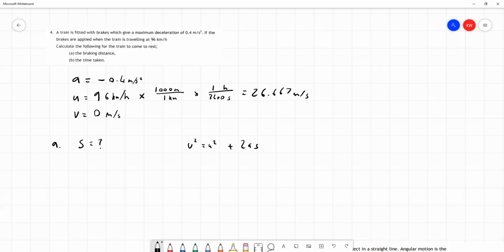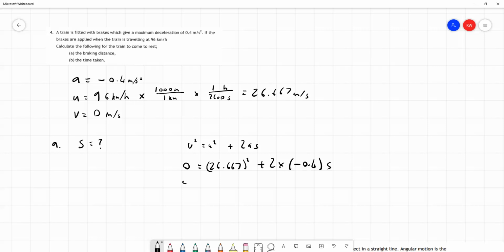So let's put in our information. Well, V is 0 because it comes to rest. U is 26.667 squared. Remember, you can use the exact value in a calculator, but this should be accurate enough to 3 decimal places for this question. Plus 2 times our acceleration, which is negative 0.4, times S, the thing we don't know.